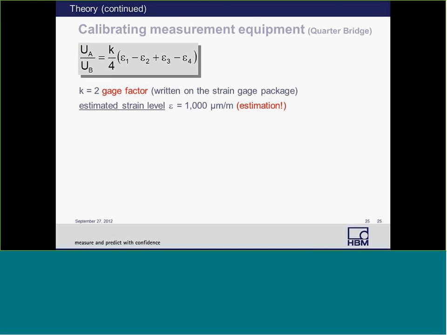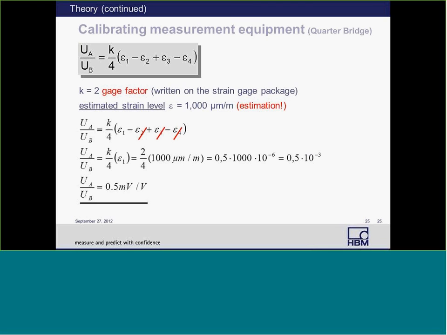In order to calculate, a gauge factor of 2 is taken into effect, and this is written again on the strain gauge package. And if we estimate a level of 1,000 micrometers per meter, or 1,000 microstrain, we end up with an output here of 0.5 millivolts per volt of excitation.